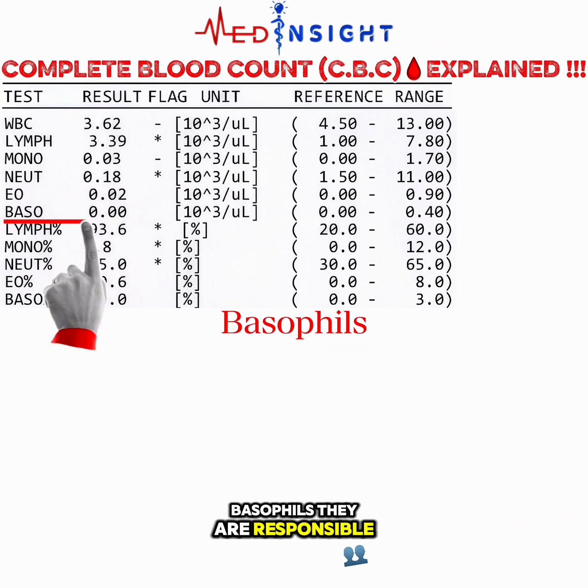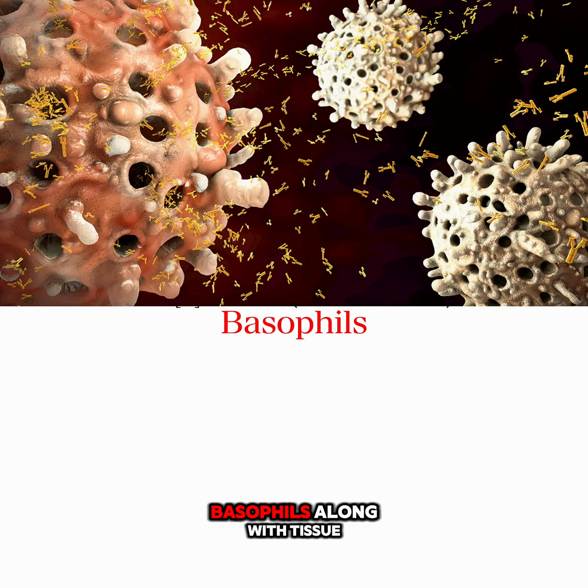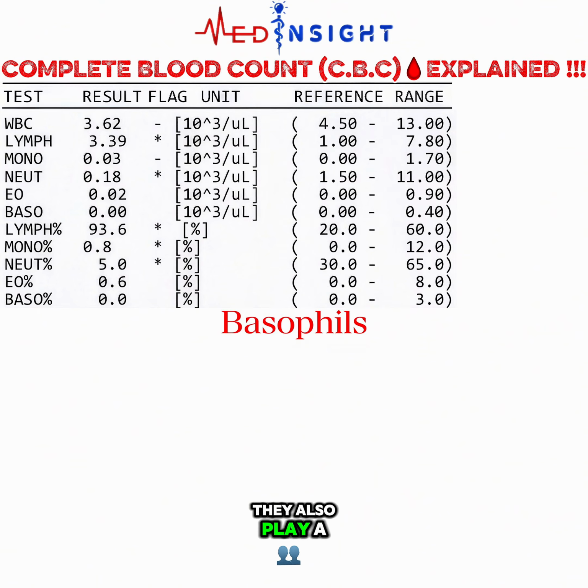Basophils. They are responsible for allergic and inflammatory responses. Basophils play a role in allergic reaction by releasing histamine and other inflammatory mediators. Basophils, along with tissue mast cells, release histamine, heparin, and other mediators that cause the symptoms of immediate hypersensitivity reactions. They also play a role in defense against parasites.